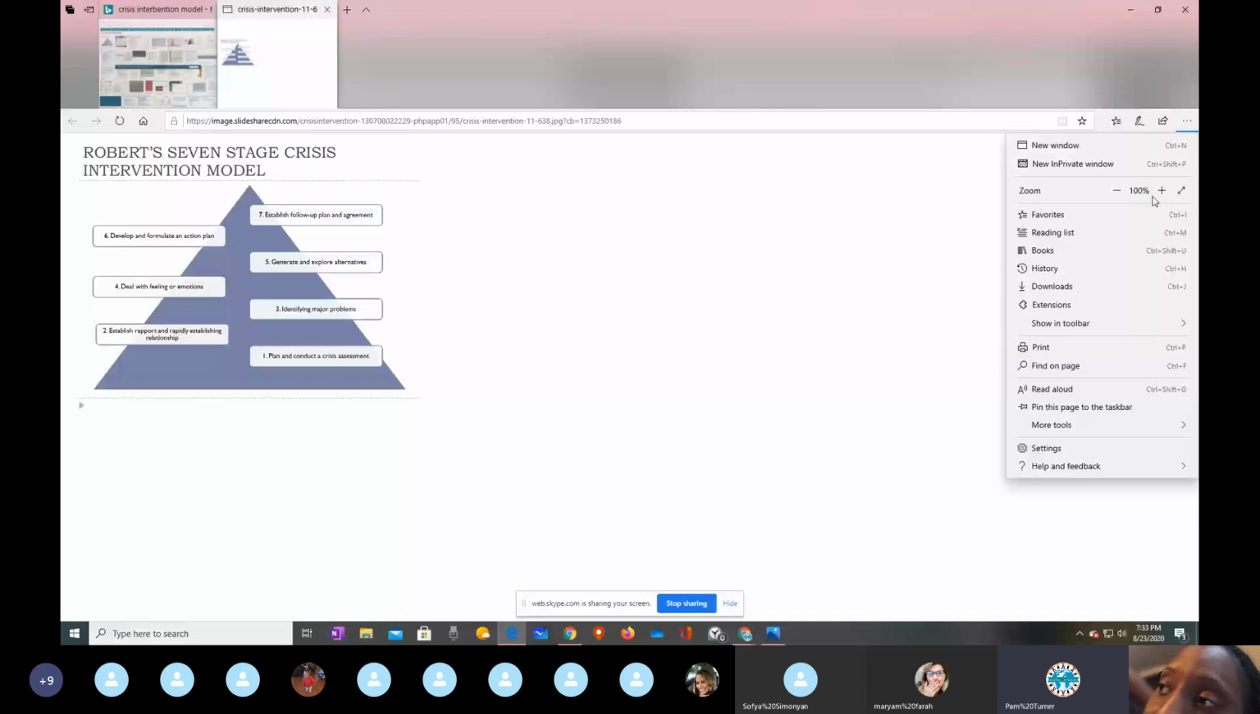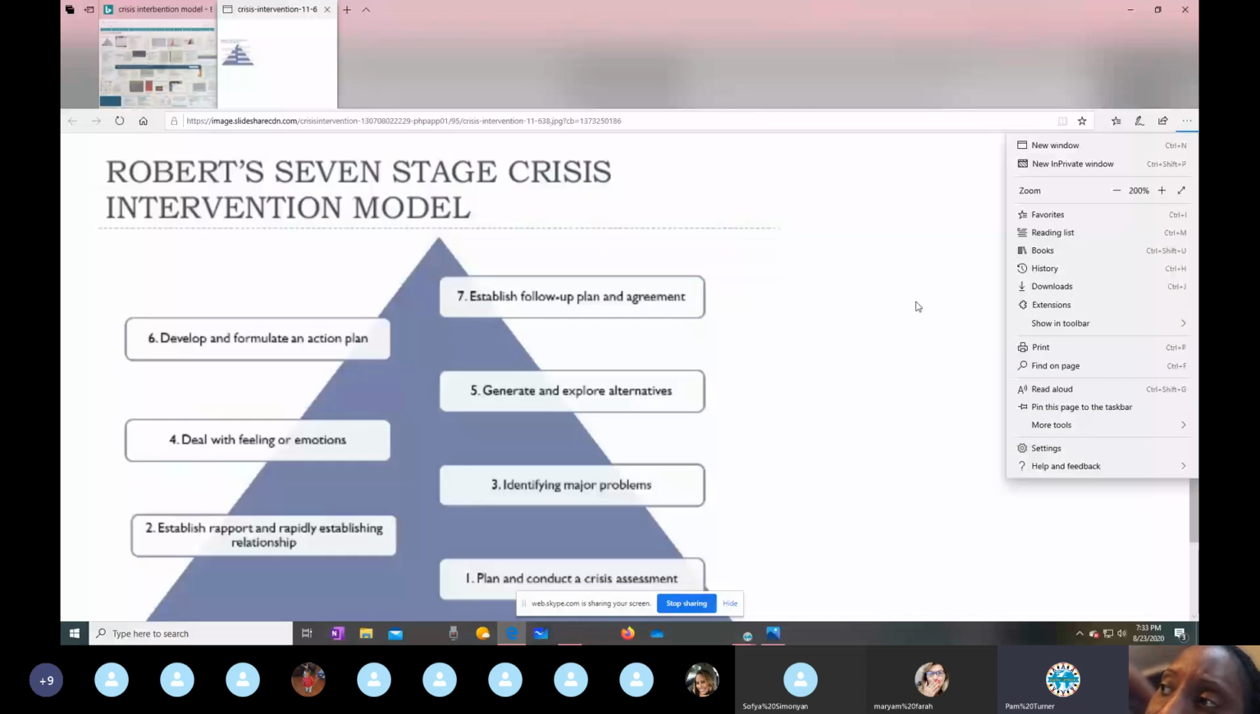This model actually came to be after we had the major school shootings and all the other good things that have happened in life.